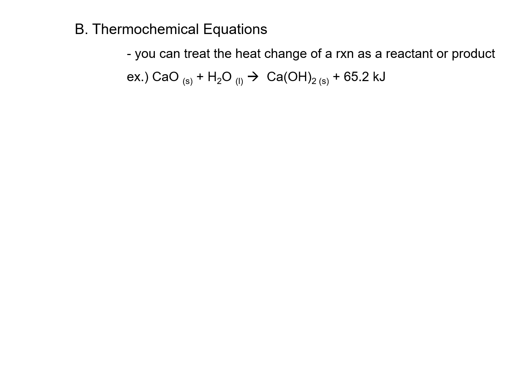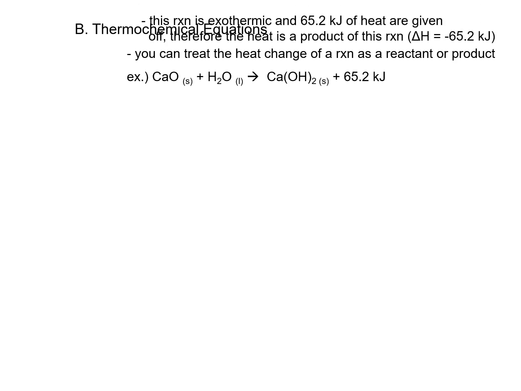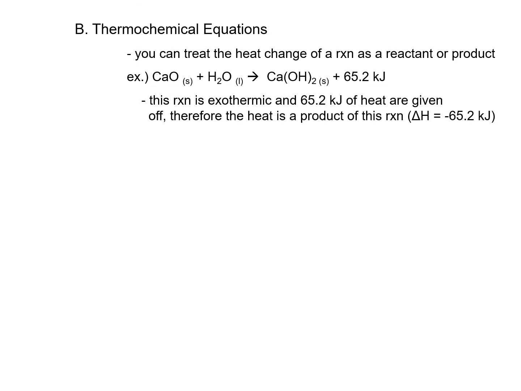Now, if it's a product, that means that it's being released, right? It's making that heat go out at the end. So we say that this reaction is exothermic because there's 65.2 kilojoules of heat that are given off. So heat is a product of this reaction. We could have also written that the delta H of this reaction is negative 65.2 kilojoules because it's exothermic.